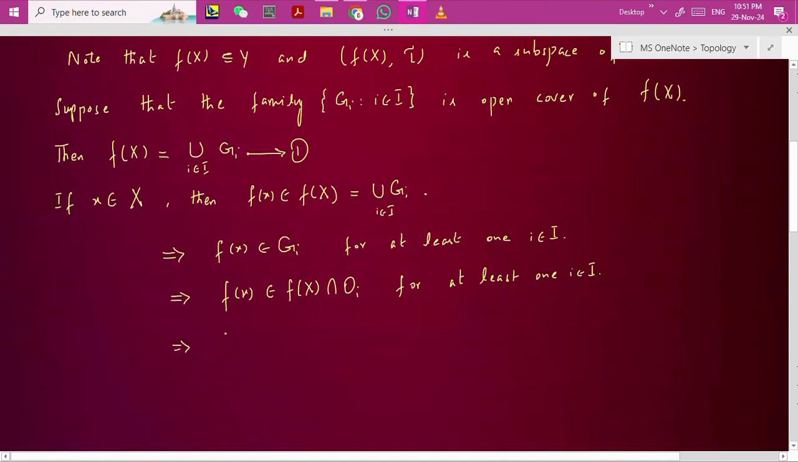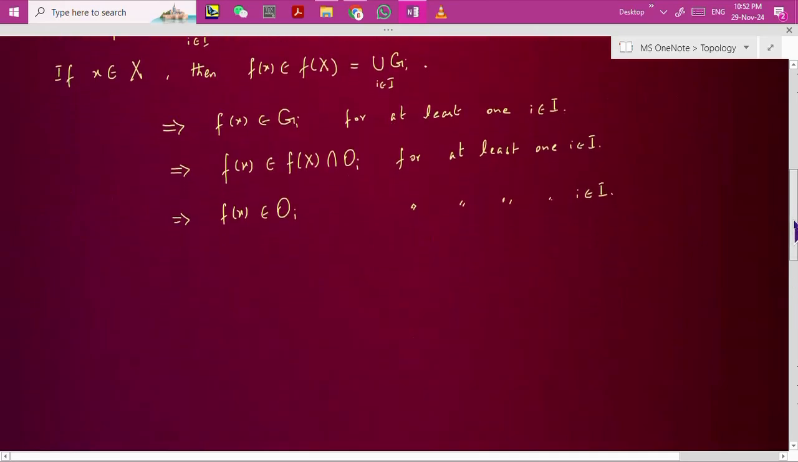This implies that f(x) belongs to O_i for at least one i belongs to I, and this implies that x belongs to f inverse of O_i, again for at least one i belongs to I. And this implies that, because this x belongs to at least one f inverse O_i, then for all i we can write here x belongs to the union of all f inverse O_i, where i belongs to I.